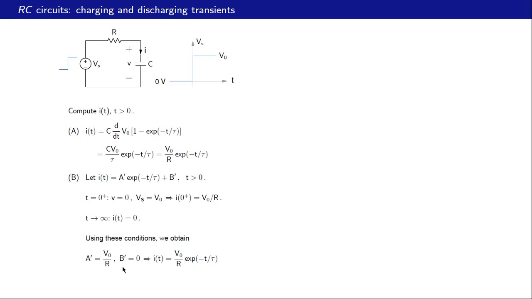And finally, putting these back over here, we get I of t equal to V0 by R e raised to minus t by tau. And that of course is exactly the same as what we got in the first case. That of course is expected.